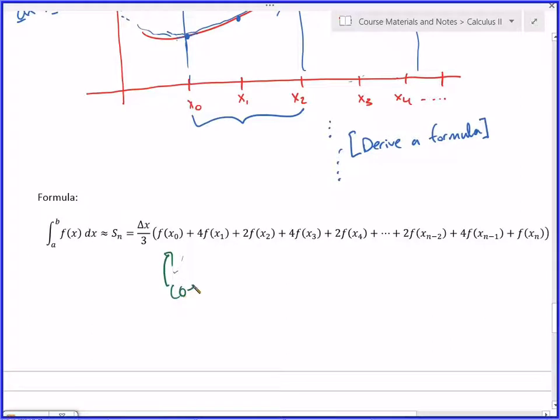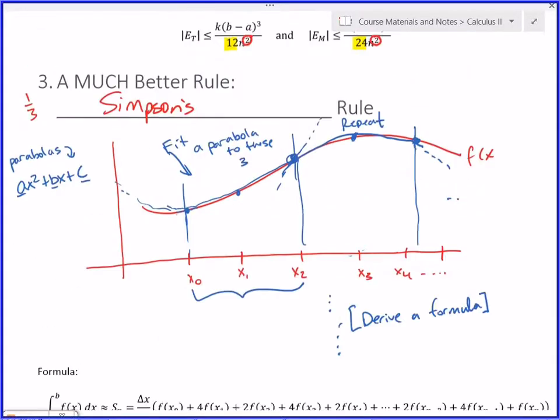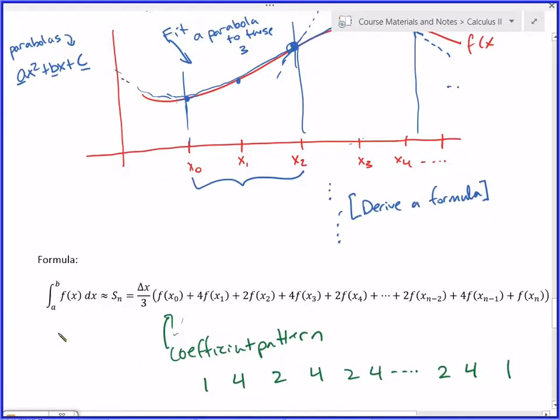But notice the coefficient pattern is 1, 4, 2, 4, 2, 4. And it keeps going, but it'll always end with a 4 and then a 1. Okay? The one criterion for Simpson's rule to work is that n has to be even.